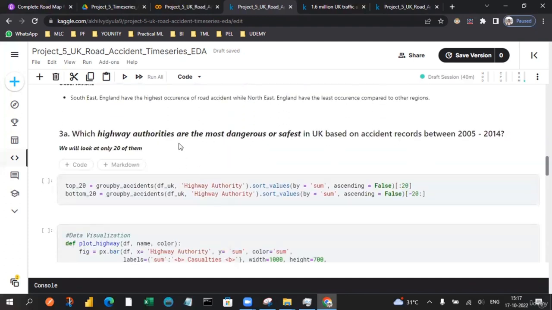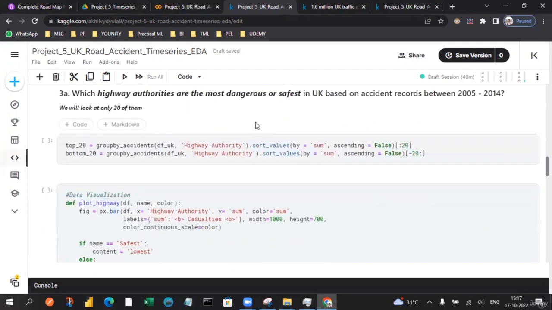And along with that, we can also figure out exactly which highway authorities we have drawn for the region. So we know that the West South is very high when compared to all the others in 2012. So let's also look at which highway authorities are the most dangerous or maybe the safest in the UK. Let's play around with the accident records we have from 2005 to 2014.